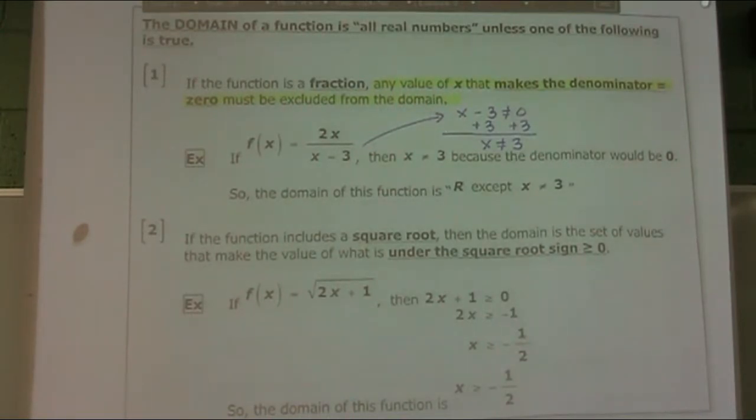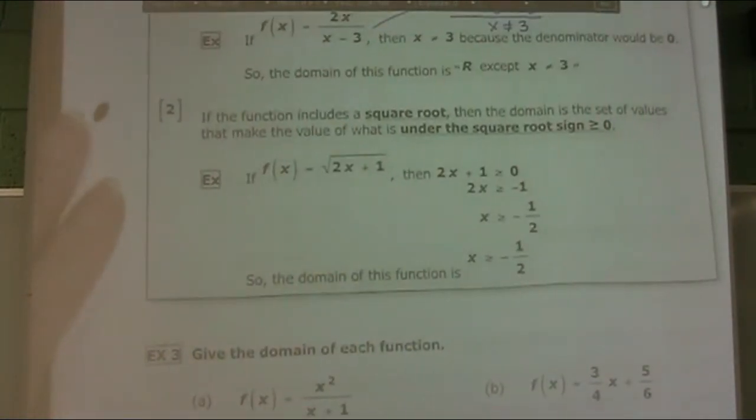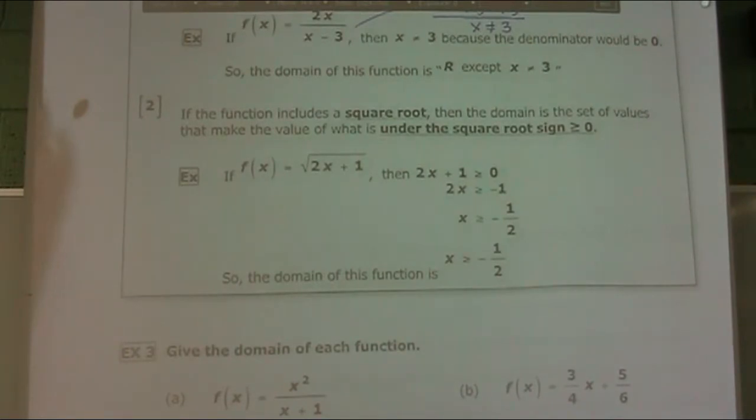There is a second thing that will limit your domain. If the function includes a square root, then the domain is the set of values that make the value of what is under the square root sign greater than or equal to 0. Here's why. If you have a square root, try on your calculator to find the square root of a negative number. For example, we know the square root of positive 4 is 2. If you try and find the square root of negative 4, you're going to get an error. Because nothing times itself is going to give you a negative number. Because to get a negative number, you need one positive and one negative. All right? So nothing times itself. 2 negatives times themselves is still going to give you a positive. All right? So whatever is under the square root cannot be negative. It has to be positive.